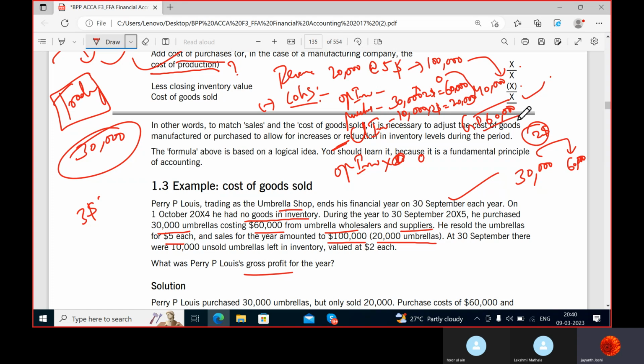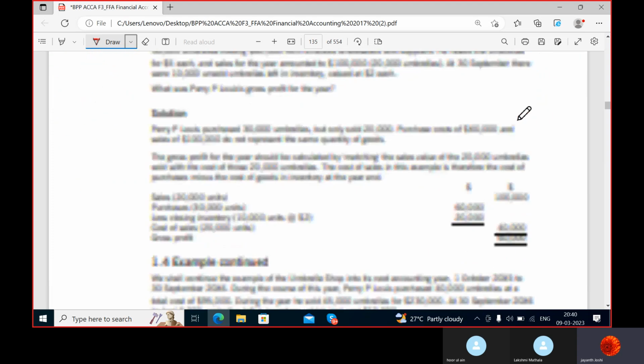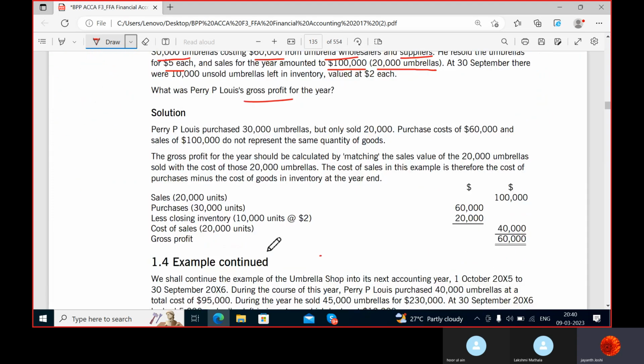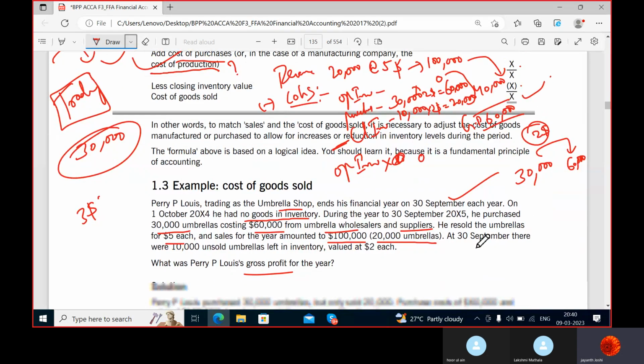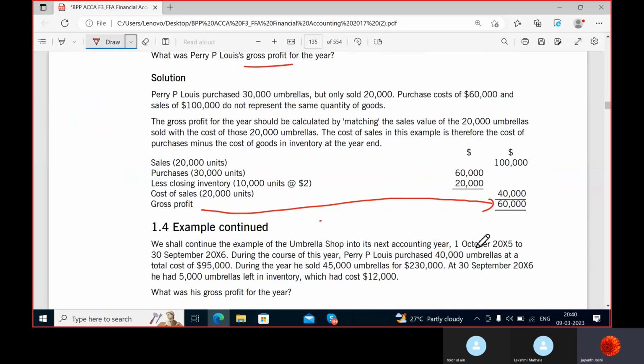I know I have not written things very neatly. I have a space constraint, but you can check this here and update it. Fine, so I took 100,000 and I removed 40,000. I got 60,000. Fine. You see this? We'll go for the next one.